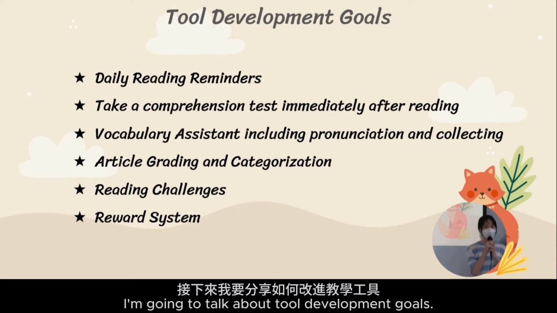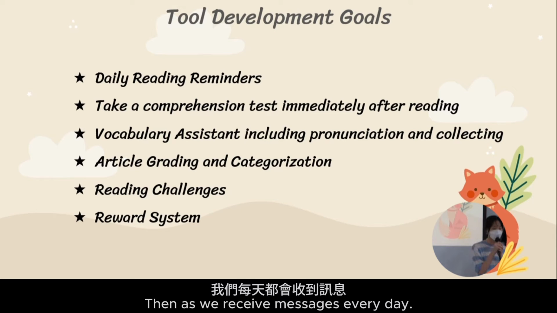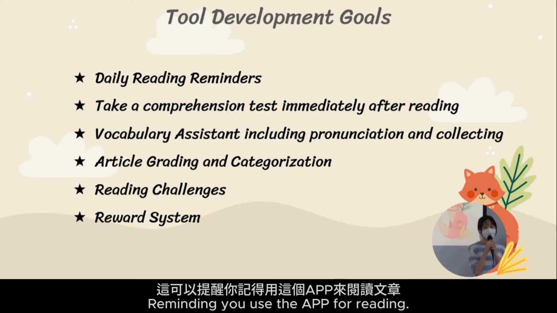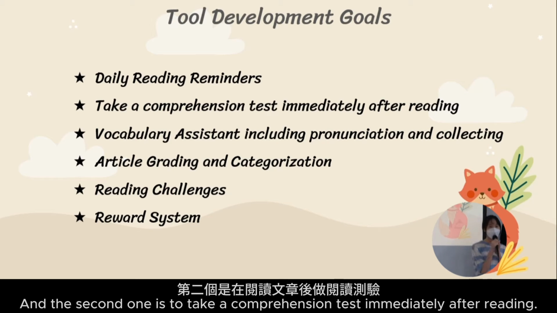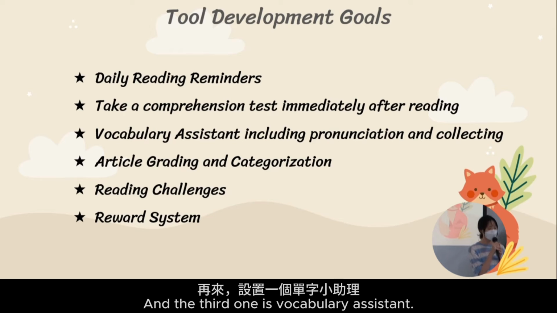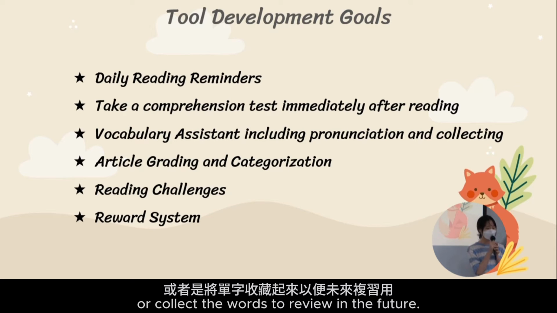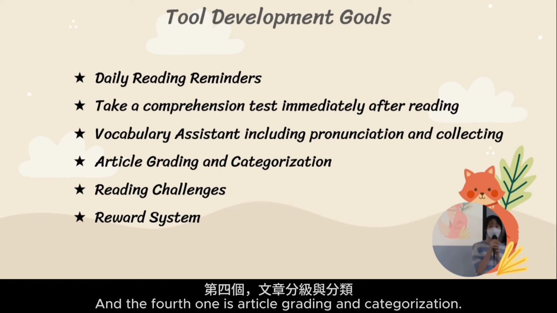I'm going to talk about our development goals. The first one is daily reading reminders. Learners will receive messages every day, reminding them to use the app for reading. And the second one is taking a comprehension test immediately after reading. This will help learners to better understand the contents. And the third one is a vocabulary assistant. Learners can use this assistant to pronounce the words they do not understand or collect the words to review in the future.